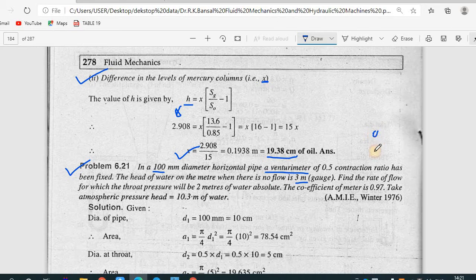So we need to find out the rate of flow, that is your Q, for which the throat pressure will be 2 meters of water absolute. So we need to find out the discharge value, and the pressure will be 2 meters of water absolute. The coefficient of the meter is given as 0.97. Take the atmospheric pressure as 10.3 meters of water.